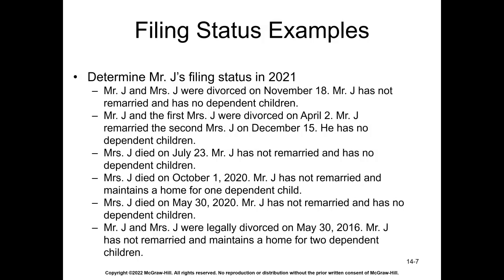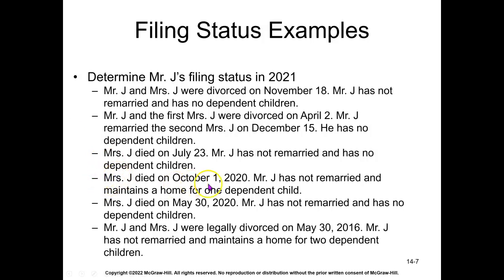Mrs. J died on July 23rd. Mr. J has not remarried and has no dependent children. Well, in this case, this is the same year in which Mrs. J unfortunately passed away. He's going to still be married filing jointly for this year. It's after this year that you look for 2 years if there's a dependent on the return. In this case, if he doesn't have dependents for the following years, that's when he'd go back to being single, unless he gets married again.